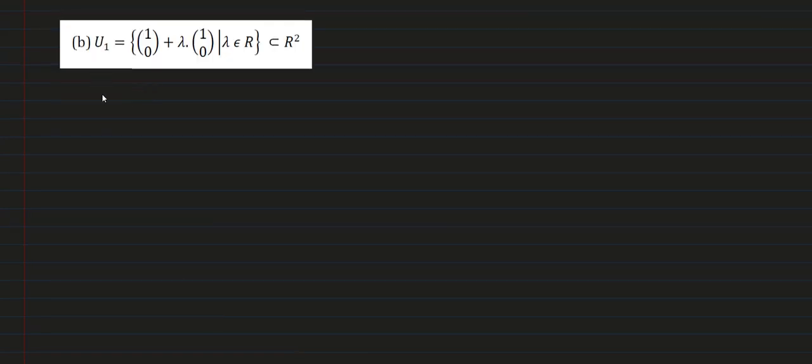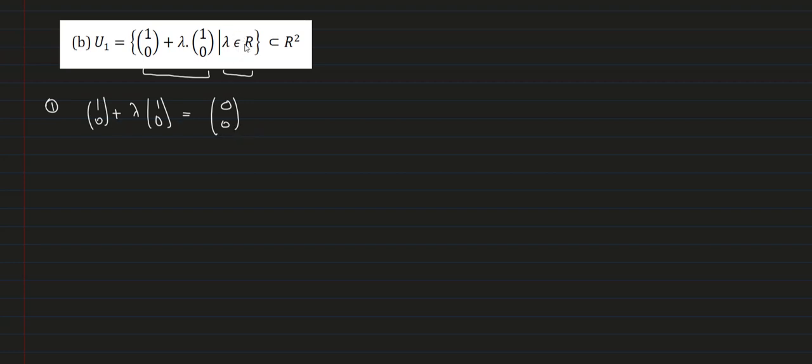So here B is u1, and this is the shape of the vectors, and this is the condition that lambda belongs to all real numbers. Let's go to the non-emptiness test and take the vectors 0 and 0. Now we have (1, 0) plus lambda times (1, 0), and we need this vector to give the 0 vector. Is this possible?